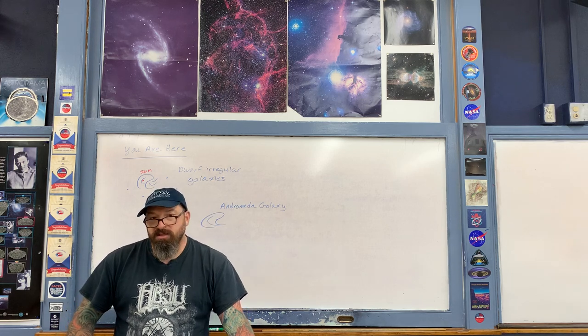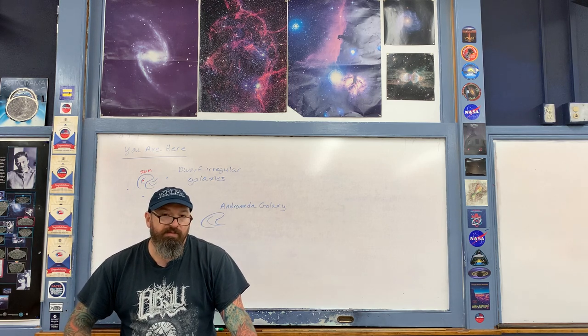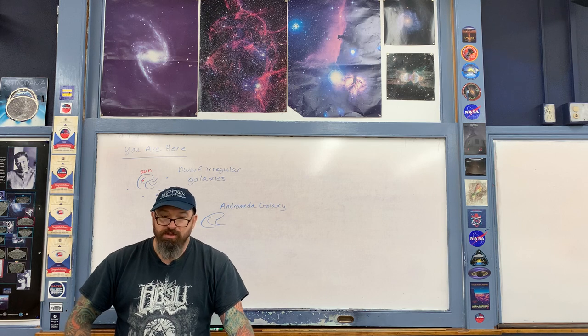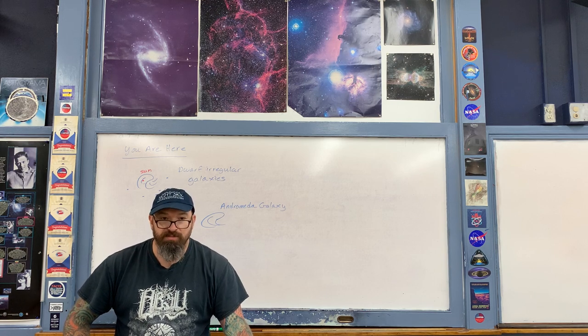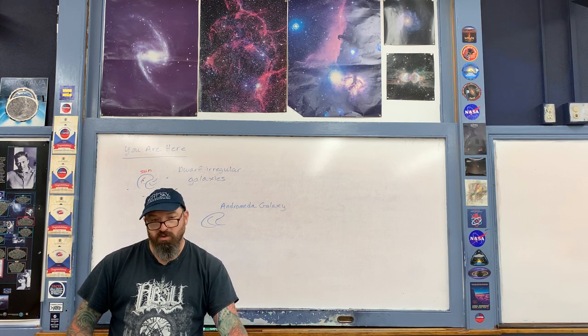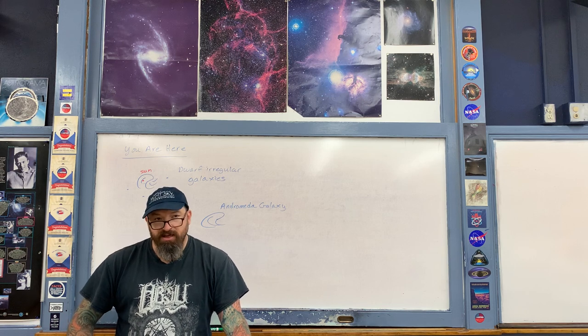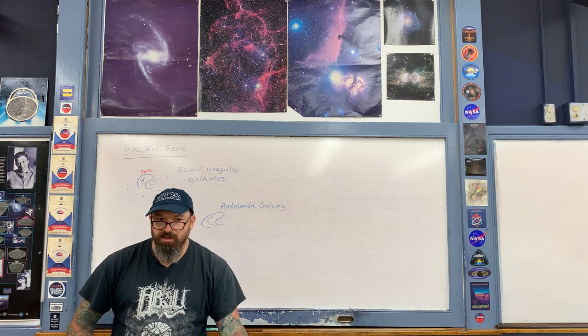The Andromeda galaxy is visible to the naked eye from here in the northern hemisphere, but you definitely have to be away from city lights and light pollution in order to be able to see it. It's about the size of the full moon in the sky, but it is certainly a lot dimmer.